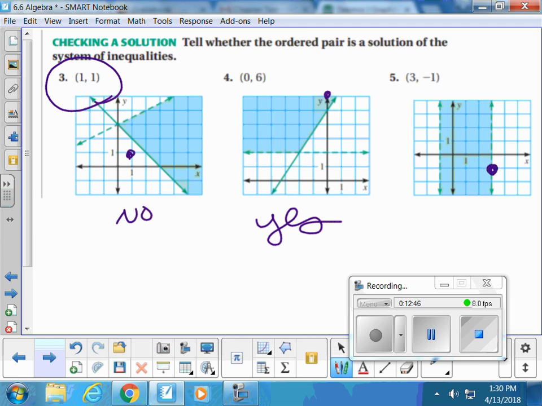Now that is a trick. We need to discuss that. That guy's living right on the boundary line. Is that boundary solid or dotted? It's dotted. And if you're living on a dotted line, you're not actually included in the solution region. Does that make sense? So you have to be living on a solid line to be included in that region.